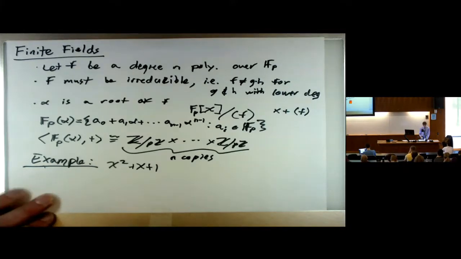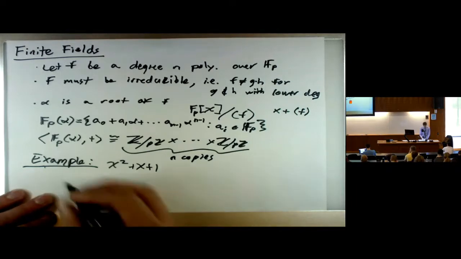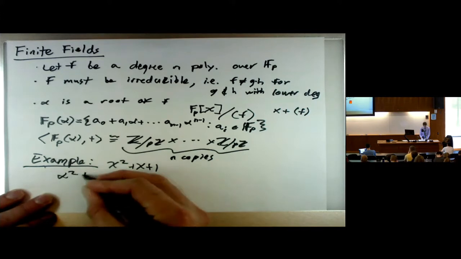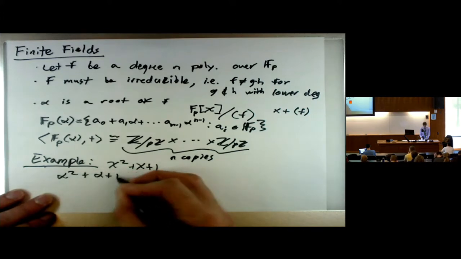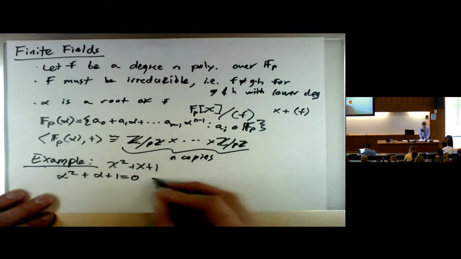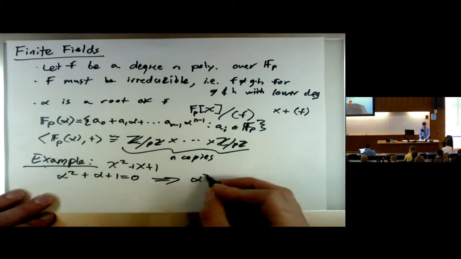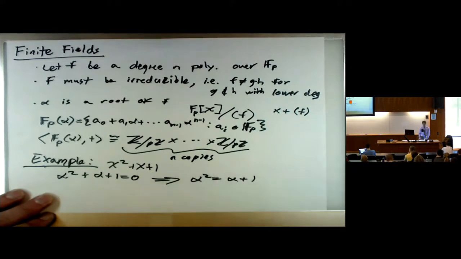And so if you want to do your computations with this, you get this equation, which implies this equation because we're over F_2 and minus signs don't matter.